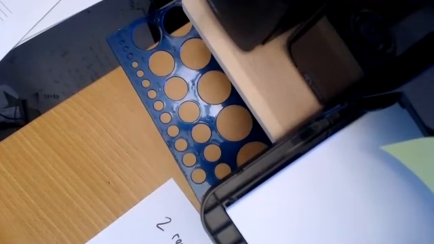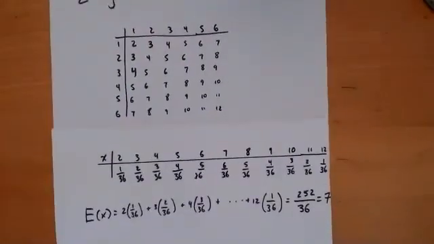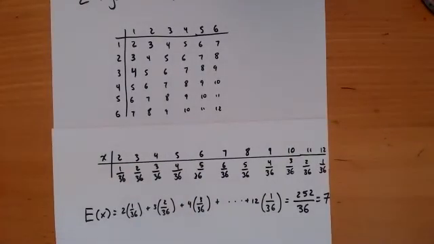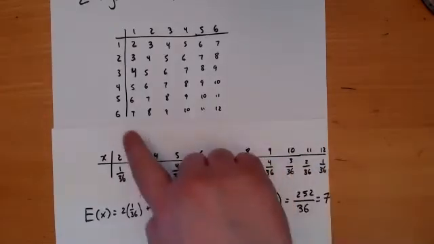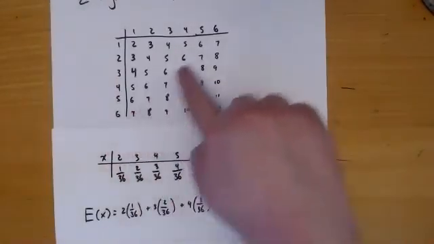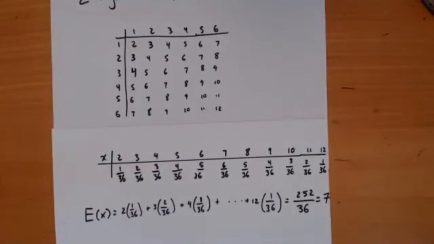Okay, so almost everybody I think is done. So the answer is 7. And we see that happening there. If we were to think about this in the long run, the most likely roll over time, the average roll, is going to be 7, because there are so many ways of getting a 7. A 6 and a 1, 5 and a 2, and so on.